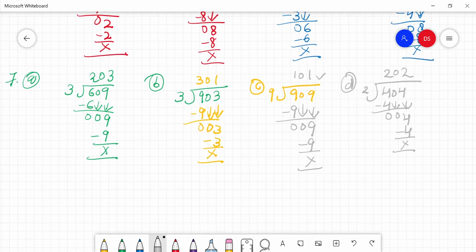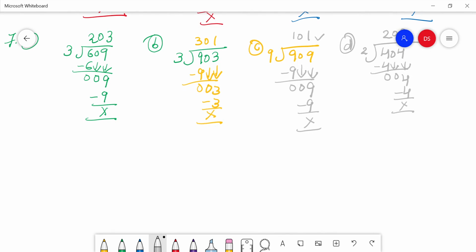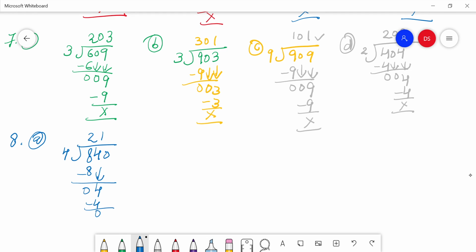Now we will move to question number 8. A part. 840 divided by 4. 4 twos are 8. This is 0. 4 ones are 4. This is 0. Last digit is 0. We will keep it here like the answer.